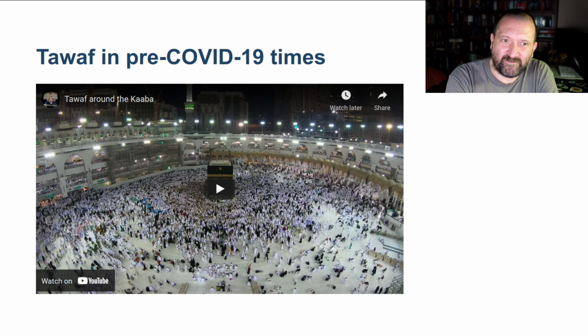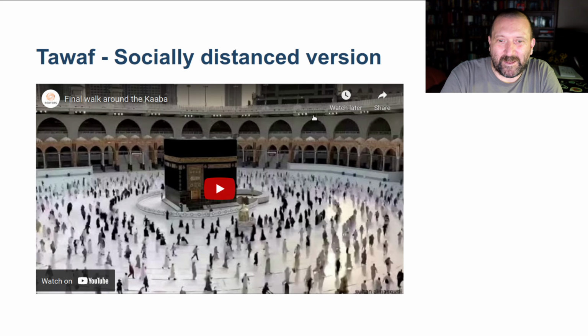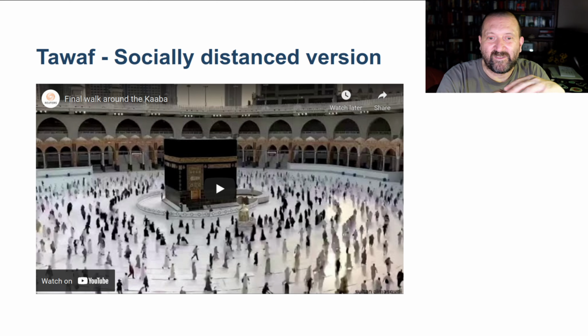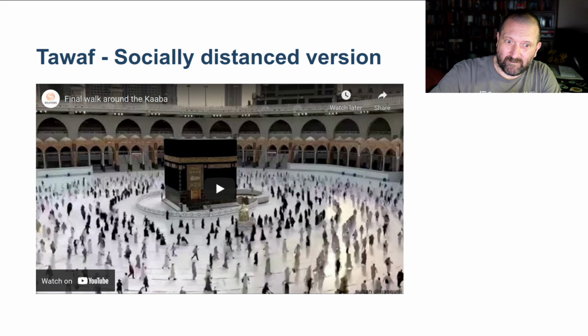And this is to show you a difference. It shows the revolutions around the Kaaba. This was pre-COVID times, and then I put another video that shows you what happened during COVID times, because the authorities decided that there would be social distancing, and you can see that people are revolving around circles that are drawn, and when you watch that video you will see that.